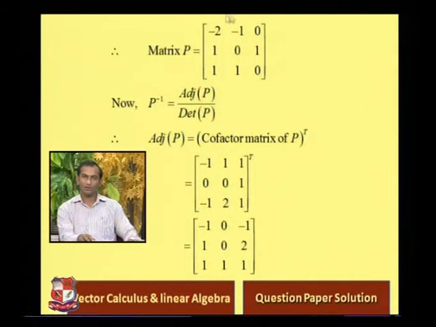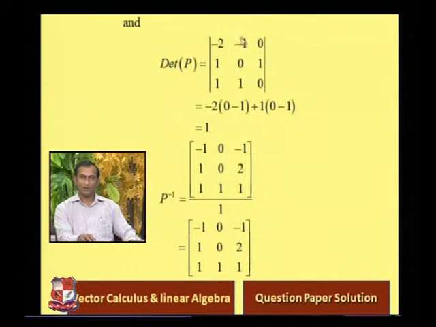Now the determinant of P, that means the determinant of this matrix, so this is determinant P, minus 2 minus 1 0, similarly for all rows, and then apply the operation, so 0 into 0, 1 into minus 1 into 1, that means this is 0 minus 1 and this is minus 2. Similarly this one, and then we get the answer 1. Therefore, substituting in P inverse, P inverse is this matrix divided by 1, so P inverse is minus 1 0 minus 1 1 0 2 1 1 1. This is our P inverse.